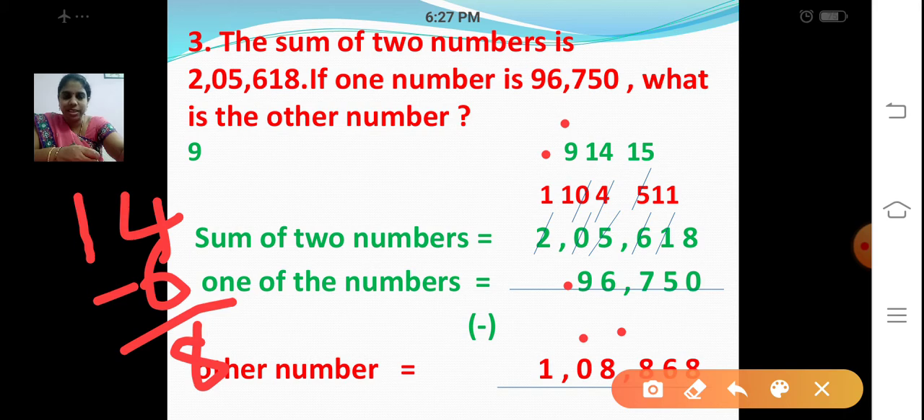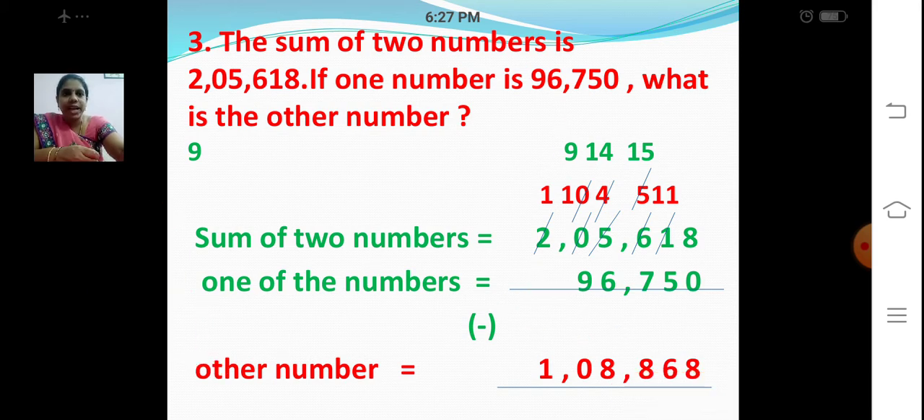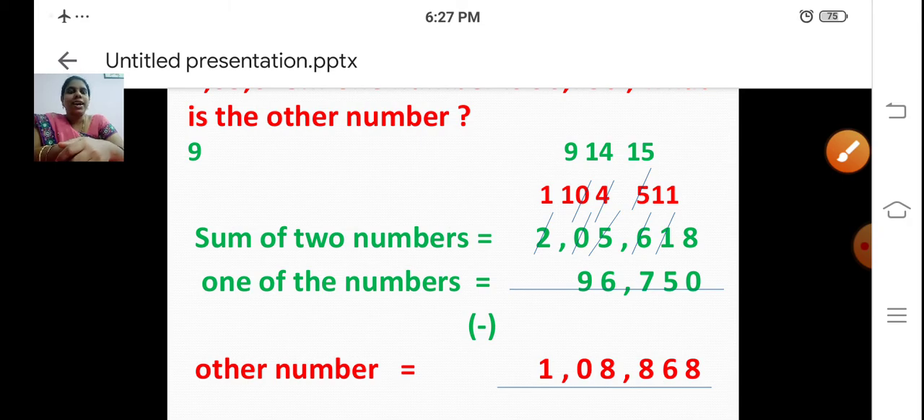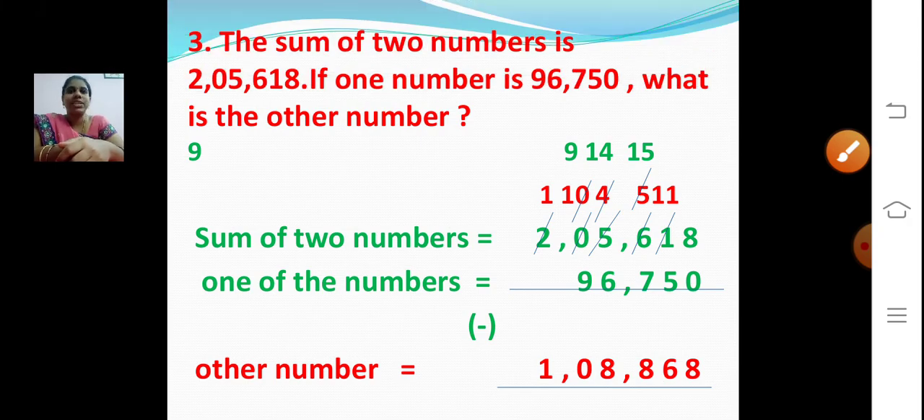Next move on to the lakhs place. 1. So there is no number to subtract, so bring that down. So 1. So my answer is 1 lakh 8,868. What is the other number? 1 lakh 8,868.